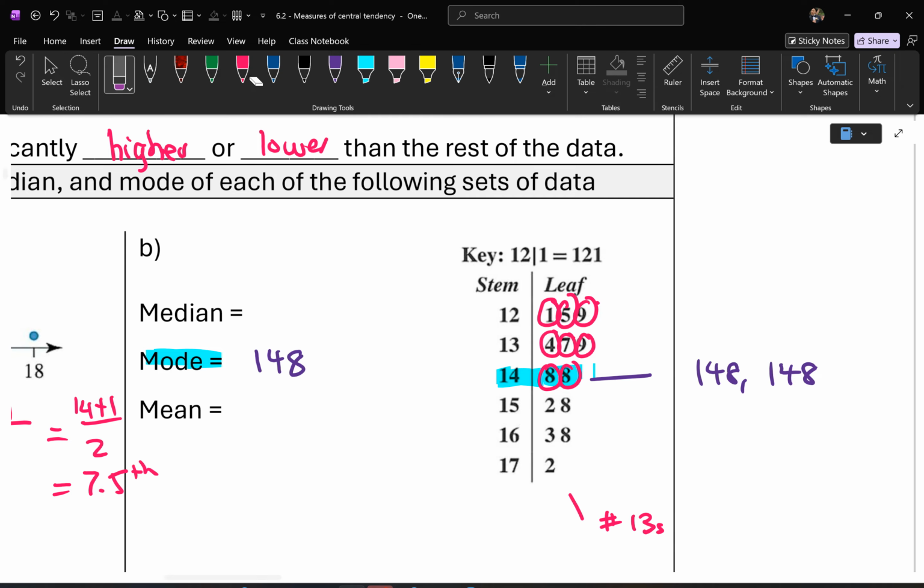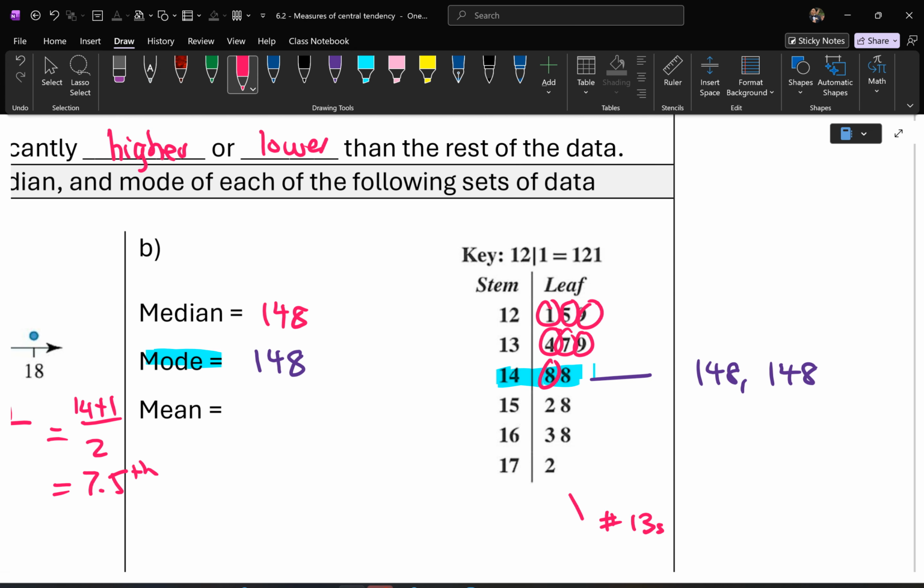Now to find the median, what's the middle of 13? Use the formula I gave to you. 13 plus 1 is 14. 14 divided by 2 is 7. So count: 1, 2, 3, 4, 5, 6, 7. And it turns out that the median, the 7th position, is 148 again.